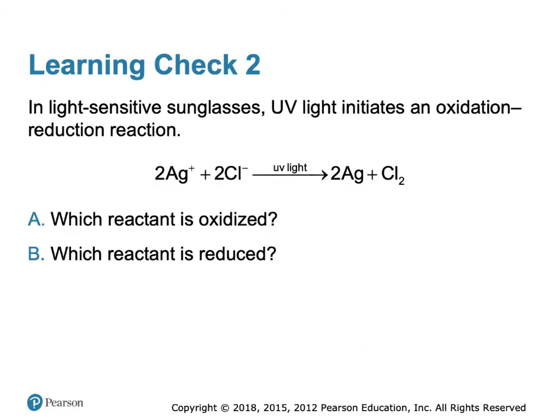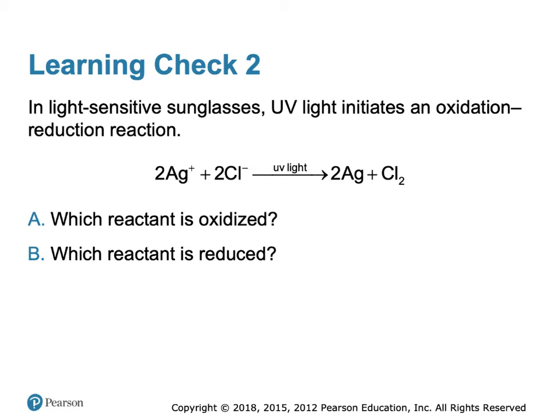In light-sensitive sunglasses, UV light initiates an oxidation-reduction reaction. So these are those sunglasses that change color. So here we have silver and chlorine ions. You expose them to UV light and you have silver metal and chlorine gas. So which reactant is oxidized, which one loses electrons, and which reactant is reduced, which gains electrons?